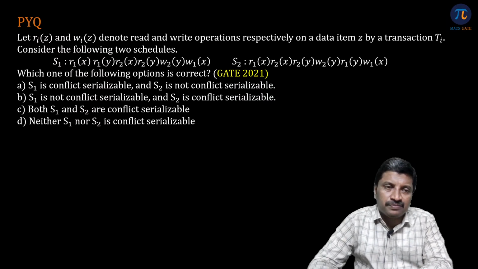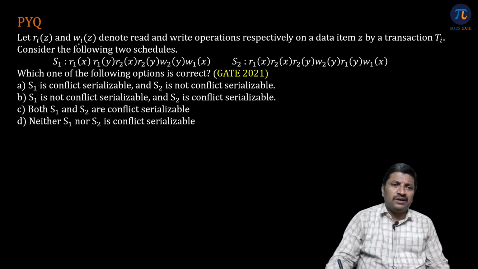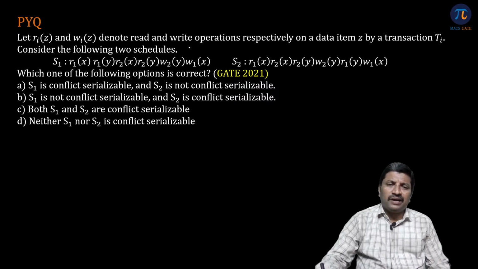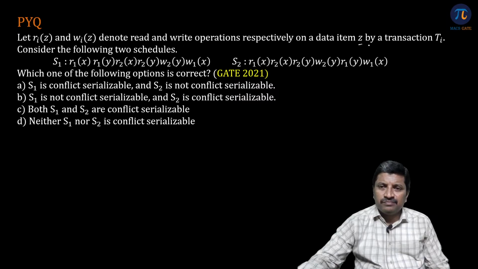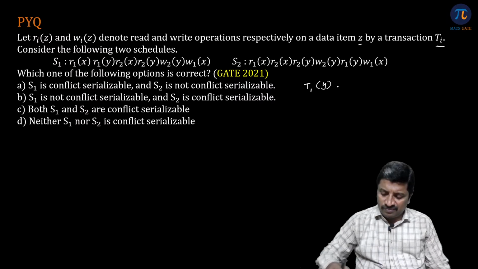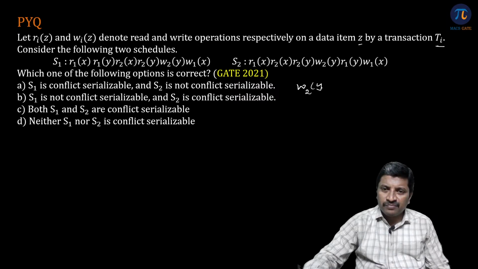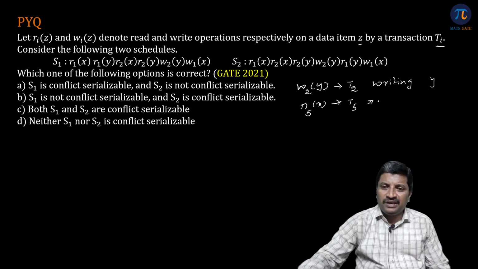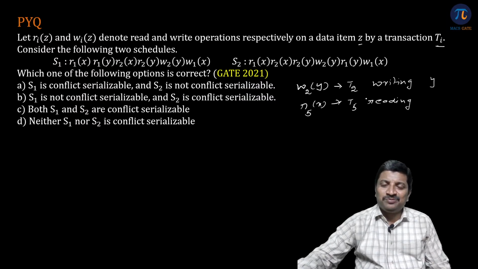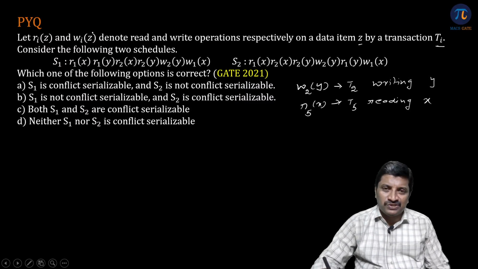Let us do one previous question based on this. Let Ri of Z and Wi of Z denote read and write operations respectively on a data item Z by a transaction Ti. What does it mean, sir? Suppose they given W2 of Y. What it means is T2 writing Y. Suppose they given R5 of X. What does it mean, sir? T5 reading X. Of course, we don't have 5 transactions in this example, sir. For explanation purpose, I taken like this. So that is the notation of the operations. Most probably in all the questions they will follow a similar kind of notation. So better to remember it.